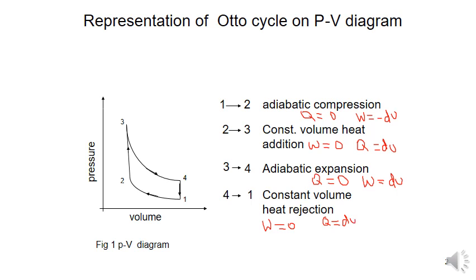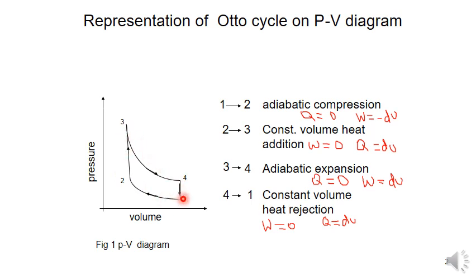So at 1 to 2 and 3 to 4 an adiabatic law holds: PV^gamma is equal to constant. So what are the four processes? 1 to 2 is an adiabatic compression, 2 to 3 is a constant volume heat addition, 3 to 4 is an adiabatic expansion, 4 to 1 is a constant volume heat rejection. Thus the cycle completes in the following sequence: 1 to 2, 2 to 3, 3 to 4, 4 to 1.